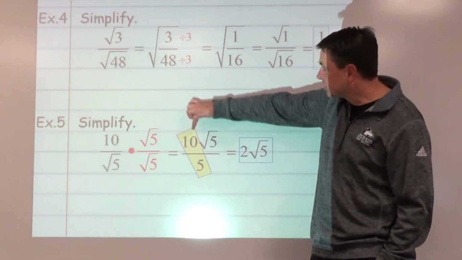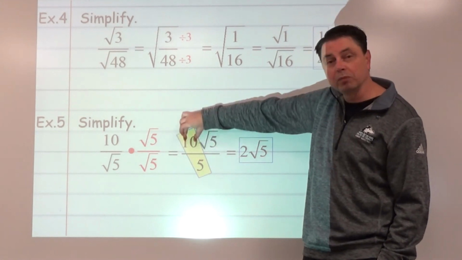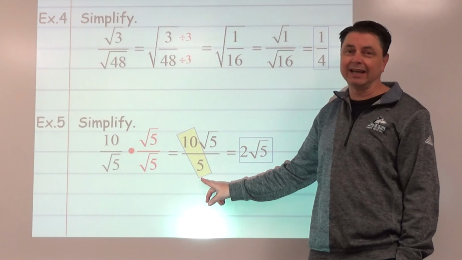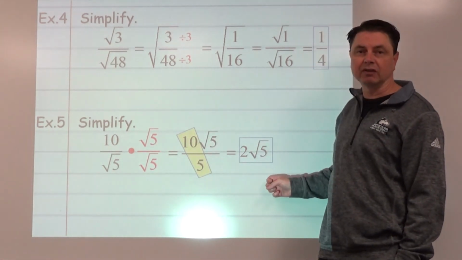If it had been reversed, if that had been a 5 there and that had been a 10 there, we would divide them both by 5 to reduce it, and then the 2 would be on the bottom in that case. The way this worked out, the 2 is on the top, so we have no need for a fraction.